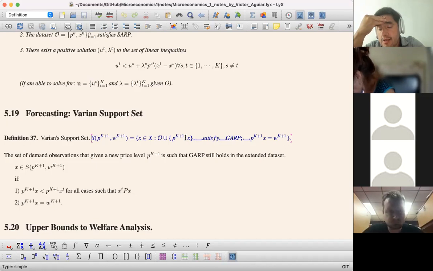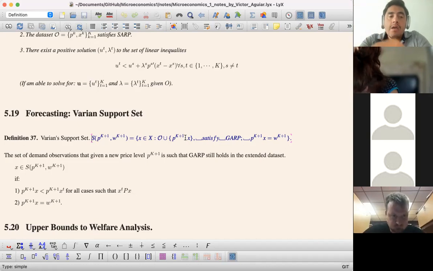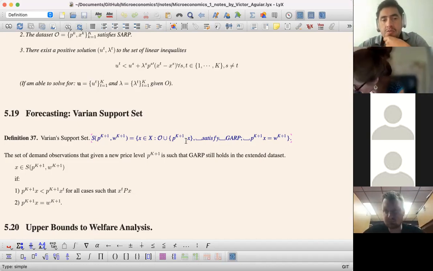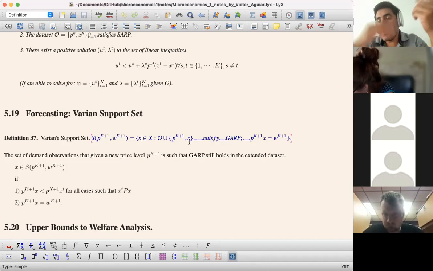So this is called a counterfactual demand question. Here, essentially, I'm asking about this new budget, which is given by price K plus 1 and also an income K plus 1. What is the demand bundle that is compatible with the model? What is the model? Utility maximization.